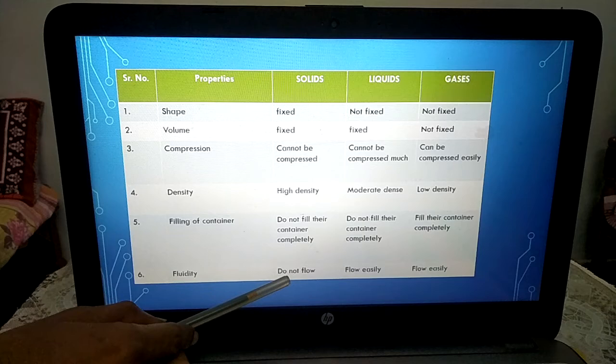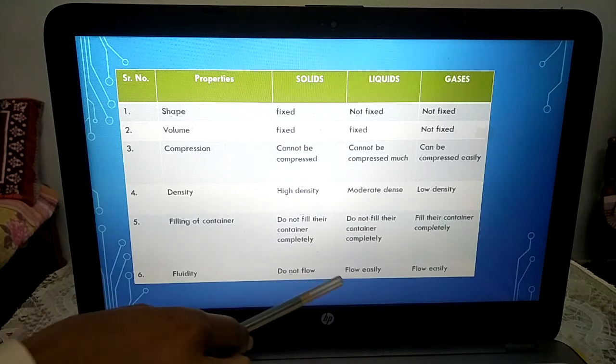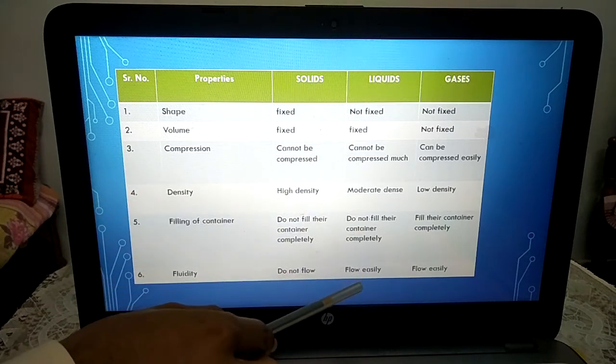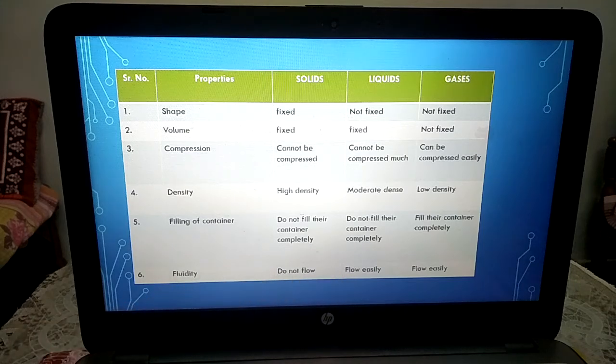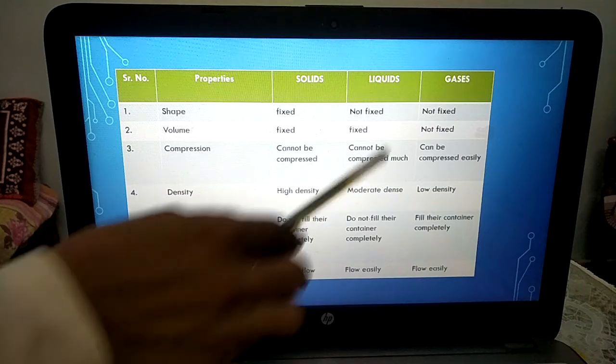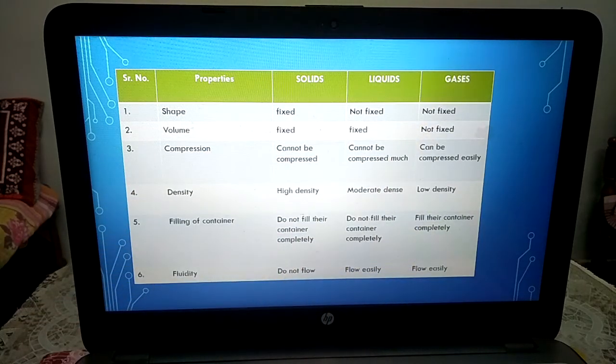Fluidity. Solids do not flow, simple. Liquids flow easily. Yes, liquids can flow easily, but some liquids do not flow easily. Curd is also somewhat solid plus liquid. Can it flow easily? No, somewhat of viscosity is there. Gases can flow more easily.